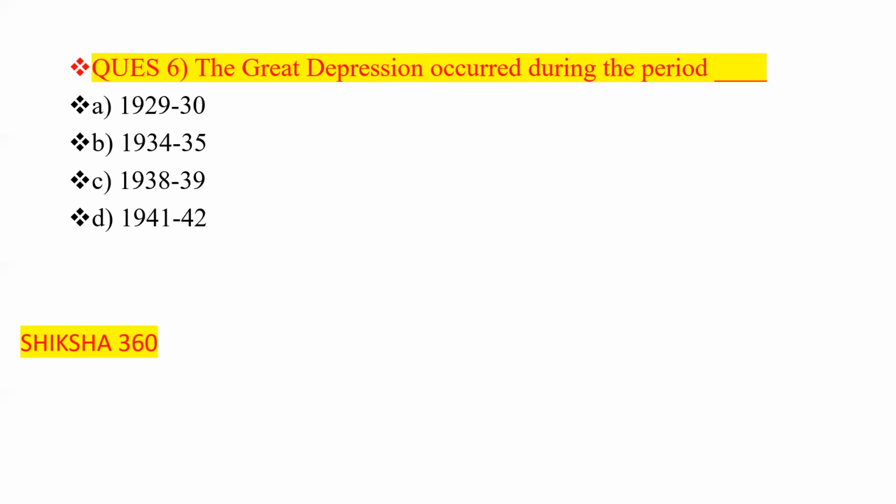Option number A is 1929 to 1930. Option number B is 1934 to 1935. Option number C is 1938 to 1939. Option number D is 1941 to 1942. Clear? So when did the Great Depression occur? Option number A is the correct answer, that is 1929 to 1930.